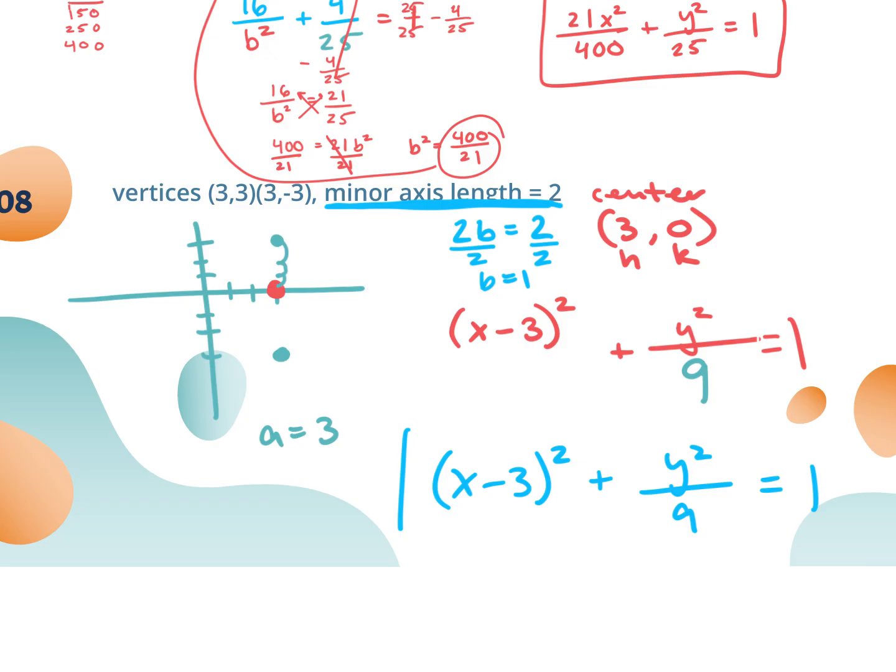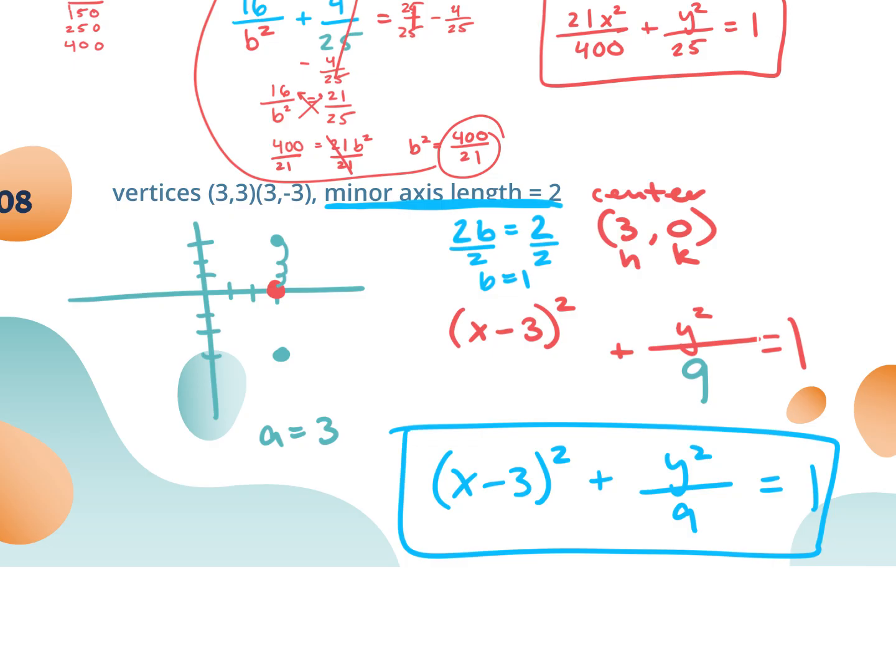Now, if you see something like this on the WebAssign or on the quiz or on the quiz review, and it doesn't have a denominator, whatever your denominator is, your a squared or your b squared, that would equal 1. So if there's no denominator written, it's implied that it's a 1.